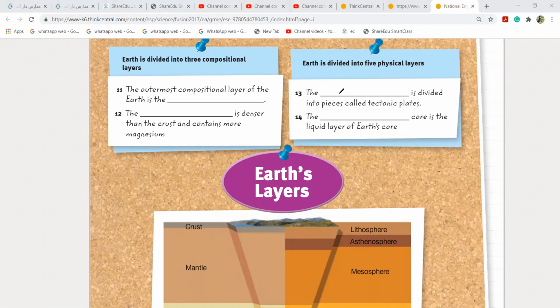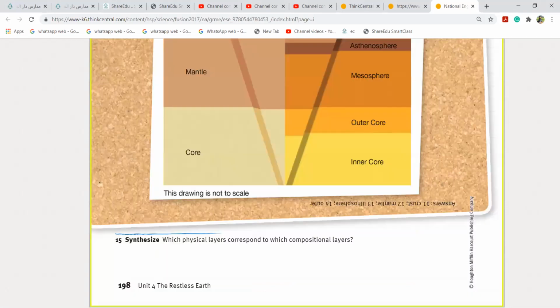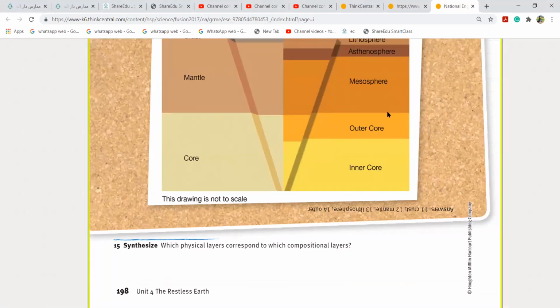Next, Judy, what is divided into pieces called tectonic plates? This is the lithosphere. Number 14, the dash core is the liquid layer. In outer and inner, which one is the liquid layer? The outer is the liquid. The inner is the solid layer. Solid. Okay.